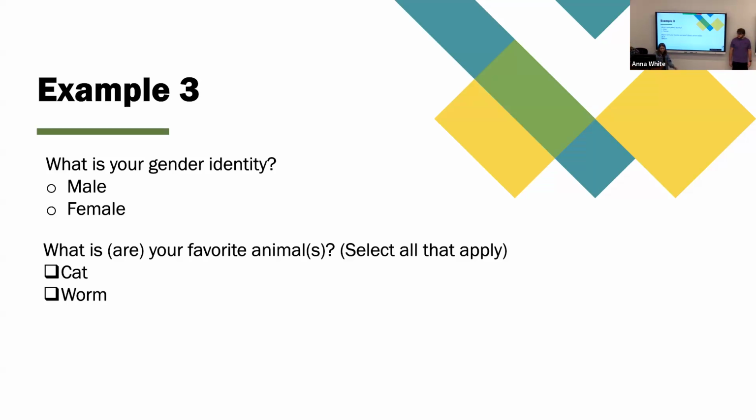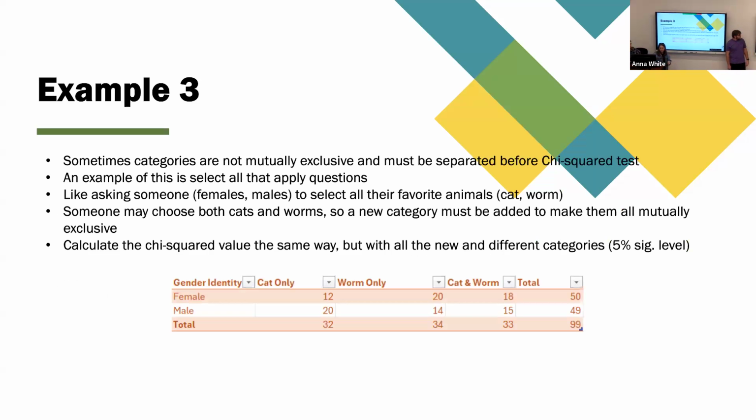So how do we deal with that? Let's just say for this, no one chose neither. Everyone chose at least one of those columns. Okay, so in order to do that, you have to break it down to cat only, worm only, and then to deal with the issue of mutual exclusion, we'll create a category for cat and worm. And for this one, we'll also use the 5% significance level.